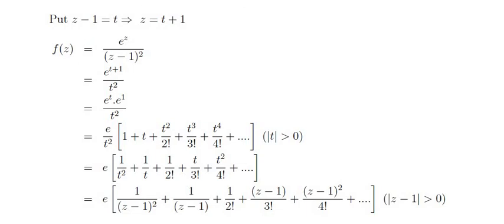Then resubstitute t equal to z minus 1, that is e times [1 by z minus 1 the whole square plus 1 by z minus 1 plus 1 by 2 factorial plus z minus 1 by 3 factorial plus z minus 1 the whole square by 4 factorial plus dot dot dot]. Actually it is mod of z minus 1 greater than 0.